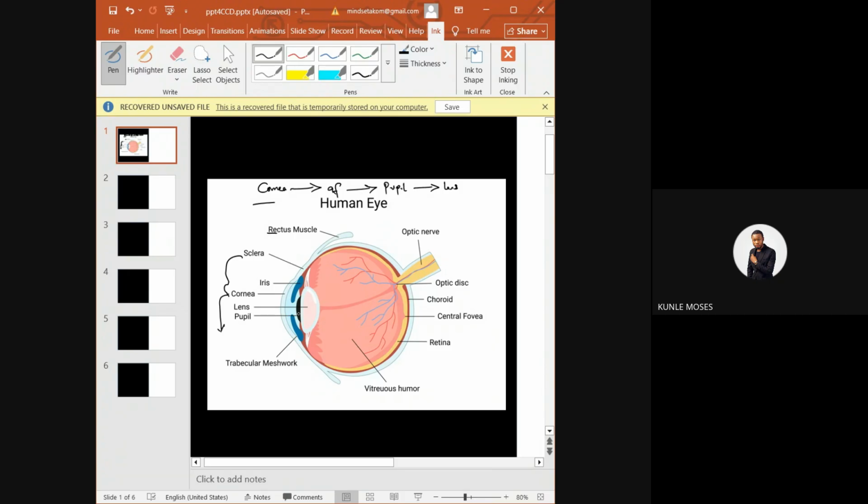The pupil is the dark part of your eye, the dark circular part in the iris. That is the pupil. And what the pupil does is that it regulates how much light enters the eye. This one regulates. When I was talking about the cornea the other time, I said the cornea allows light. The cornea did not regulate.